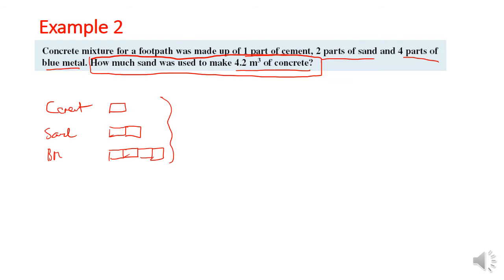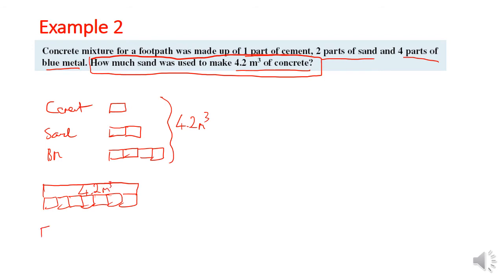And all of that, when it's mixed together, in this case, is making 4.2 cubic meters of concrete. So, like we did with our previous problem, we've got a total of 7 parts, because 1 part of cement, plus the 2 parts of sand, plus the 3 parts of blue metal. So we've got 1, 2, 3, 4, 5, 6, and 7. So 7 parts, and all those 7 parts together equal 4.2 cubic meters.